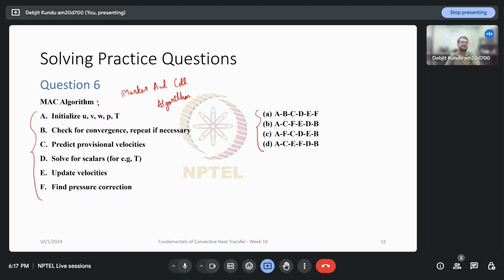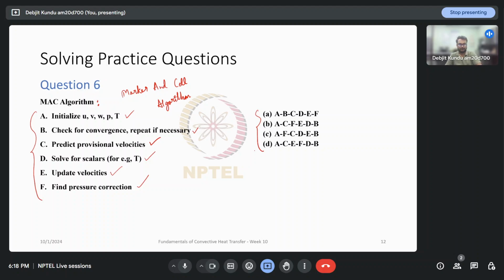So let's take a look at the steps. The steps are step A, initialize U, V, W, P, and T. Option B, check for convergence and repeat if necessary. Option C or step C is to predict provisional velocities. Step D is solve for scalars, for example, temperature and other scalars. Step E, that is update the velocities, and step F, that is find the pressure correction. So arrange them in an order which is correct for marker and cell method.